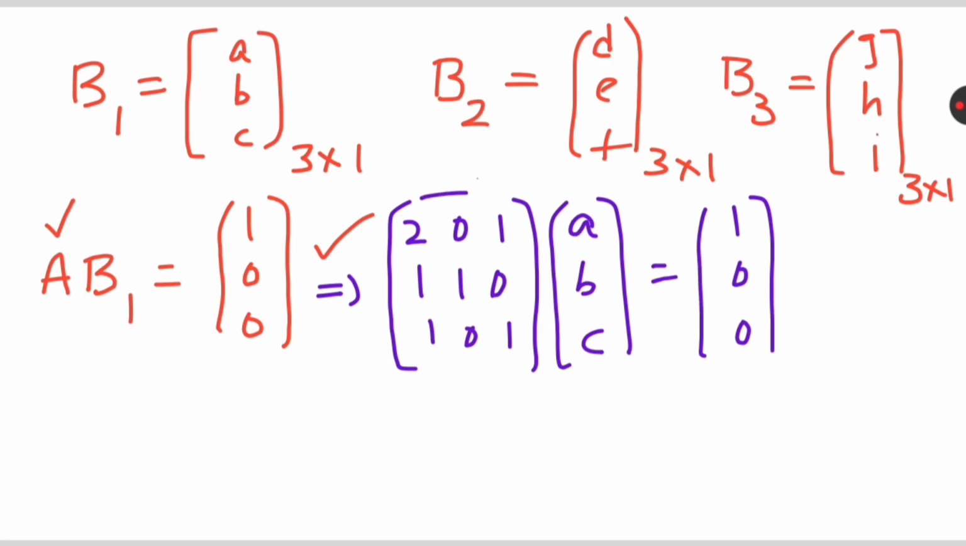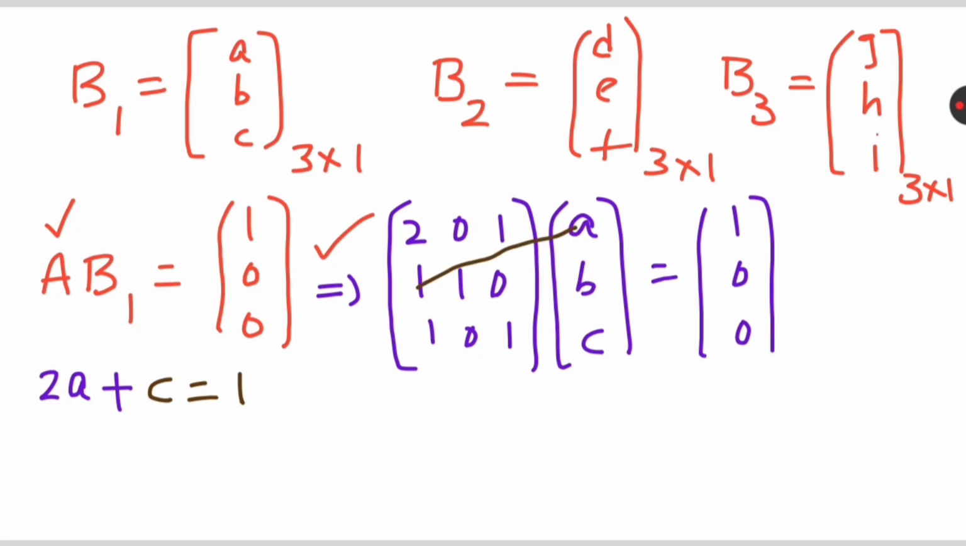Now let's do multiplication. 2 times A, which is 2A, plus 0 times B, which is 0, plus 1 times C, which is C. So that is equal to the first row, which is 1. Now let's do the second row.